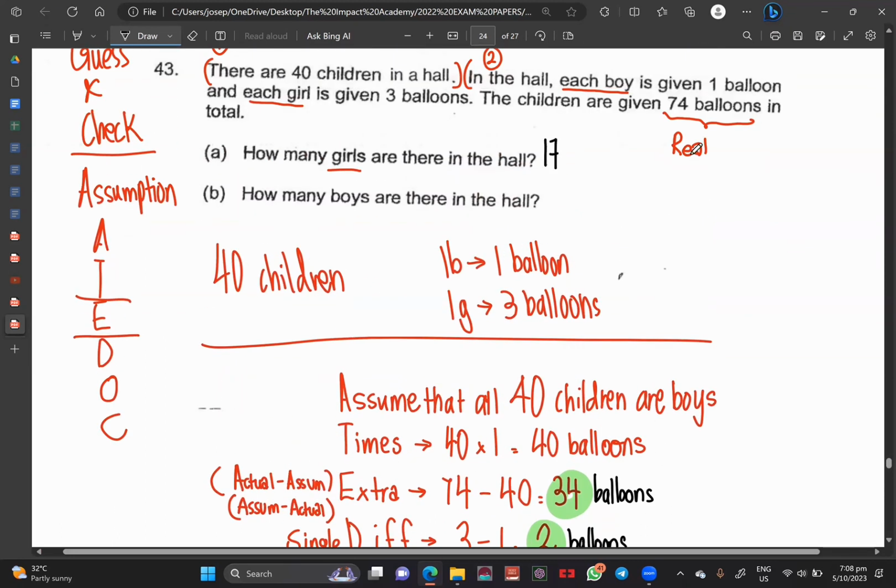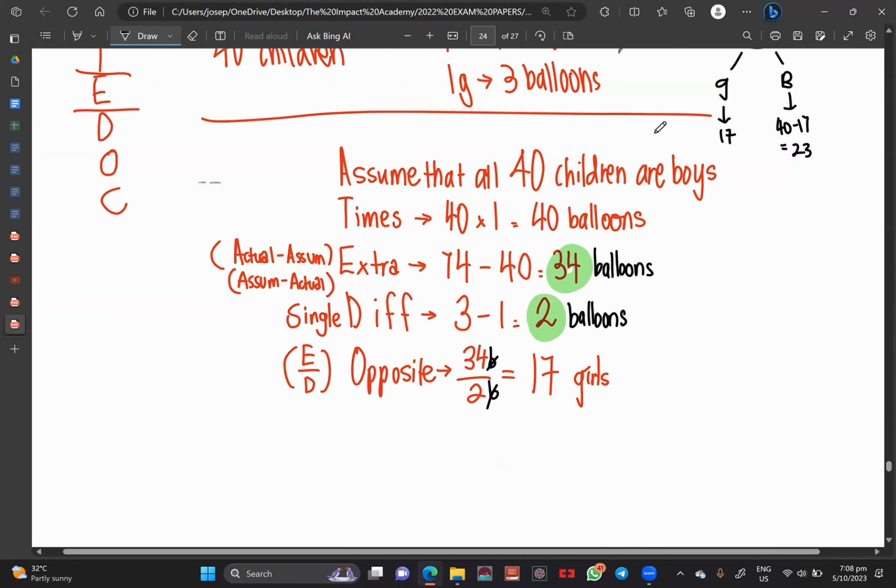If I have 17 girls, remember just now I have 40 children, right? You all remember? If girls is 17, then how many boys are there? 23. Very good. And like what Abhinav said, 23, and therefore I have 23 boys. Yes, you can use C.